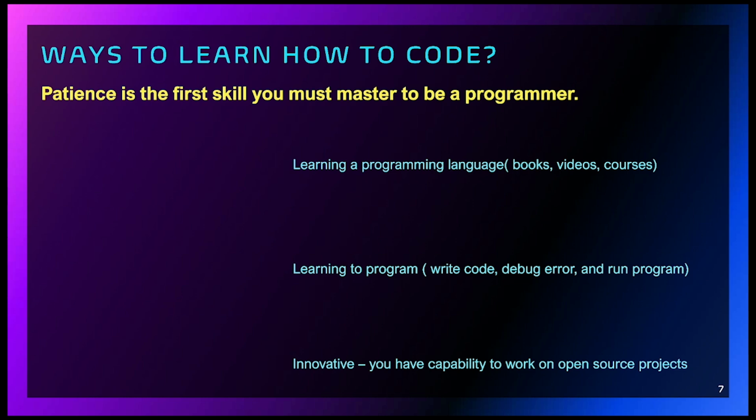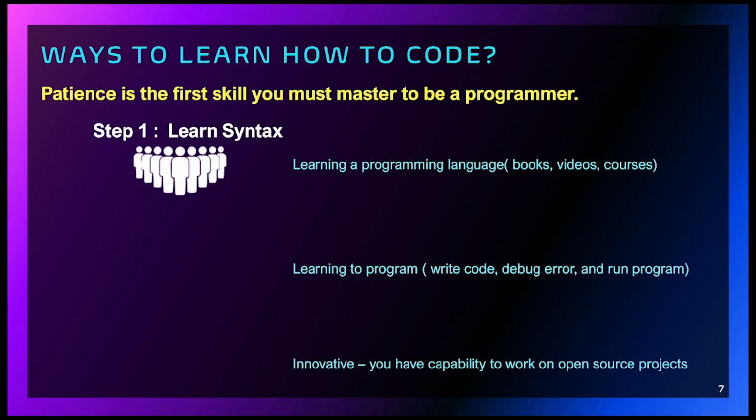So basically, if you want to be successful in programming, you must pass these three stages. The first is learning syntax, which is learning a programming language from books, videos, and courses. Of course, many people can learn the syntax and drop out before the actual difficult stage two, which is solving problems. Here, you learn how to program. You start writing code, debugging errors, and running programs.